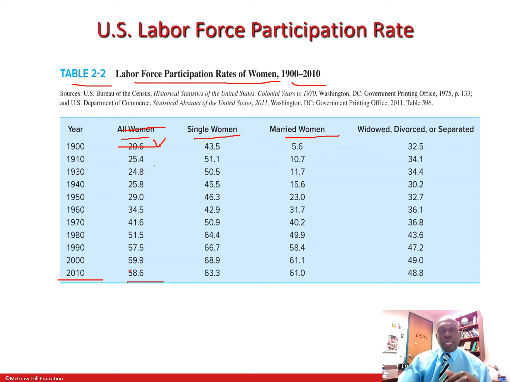If we break it down into three categories, single women, married women, and widowed, divorced or separated women, we can see that in 1900, 43.5% of single women were participating in the labor force, against only 5.6% for married women, and 32.5% for widowed and divorced women.